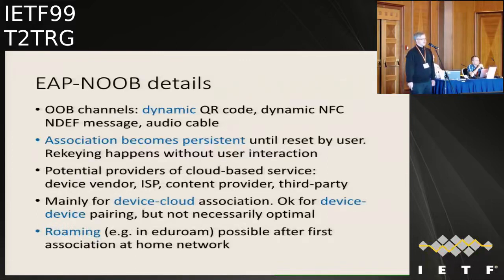The out-of-band channels that we have been thinking about are, for example, a dynamic QR code or a dynamic NFC tag. NFC can also be used from the phone to the peer device communication. And an audio cable was one example of another type of out-of-band channel. Then the association becomes persistent once it's been created, so that we don't ask the user to redo this for the same device, but rekeying after this happens without user interaction.